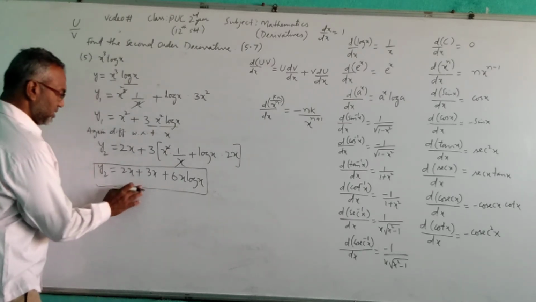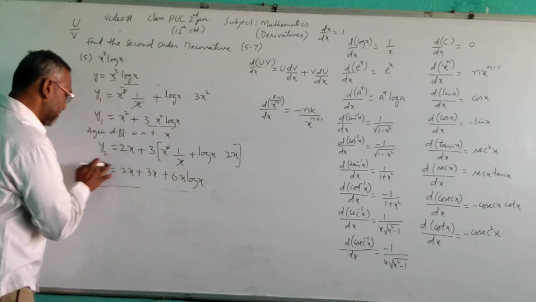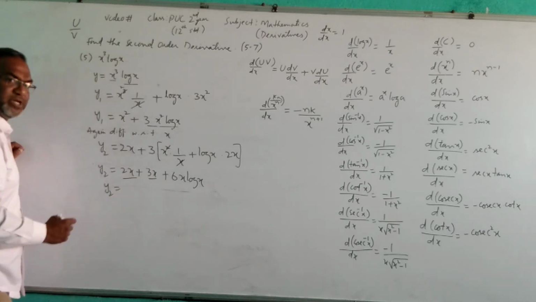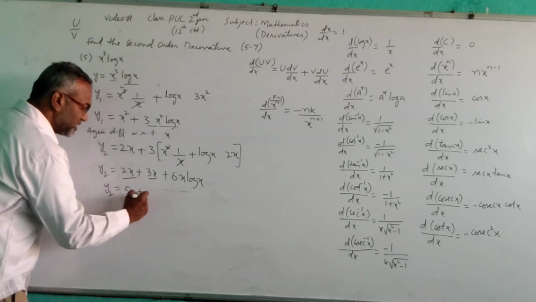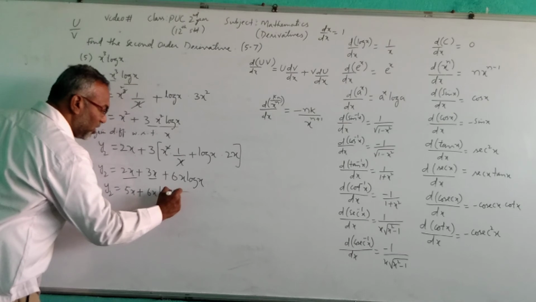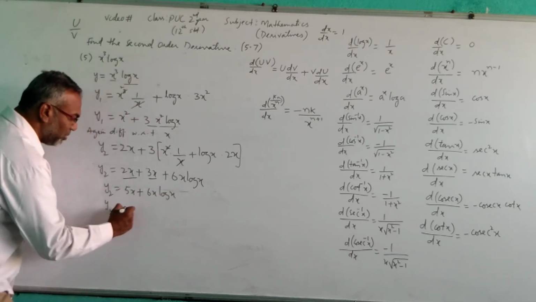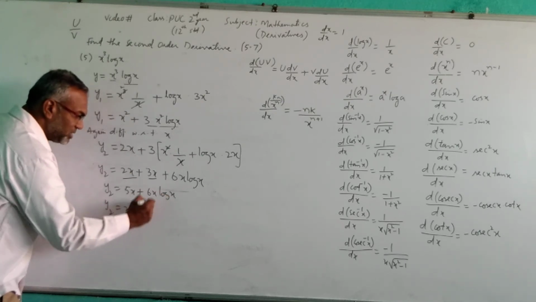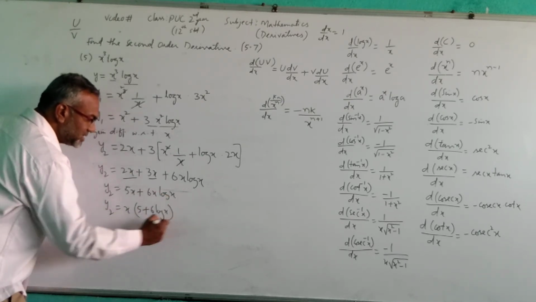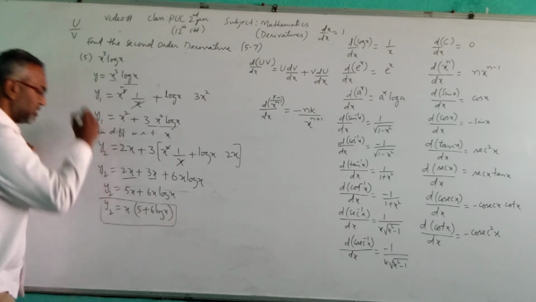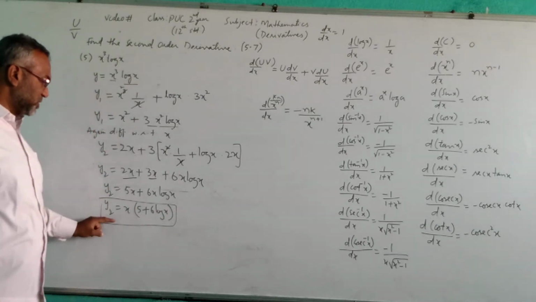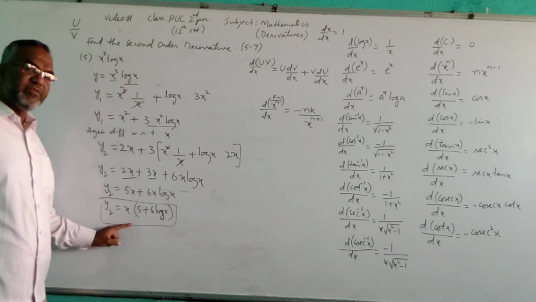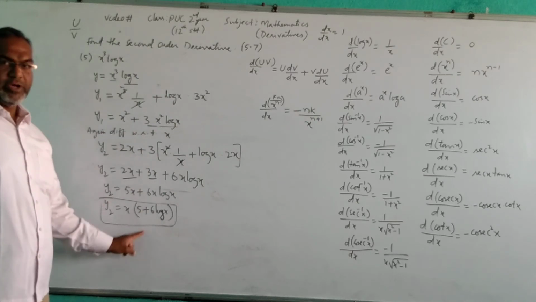Or sorry, we can do one thing. Simplification is possible. So y2 is equal to 2x plus 3x becomes 5x plus 6x log x, right? Or some more simplification, you can take x common here. If you take x common, 5 is left plus 6 log x is remaining. So this one is the final answer. More simplification is not possible, right? So this is the answer, the second order derivative of x cube log x.